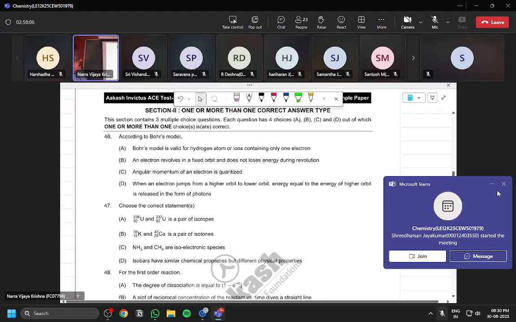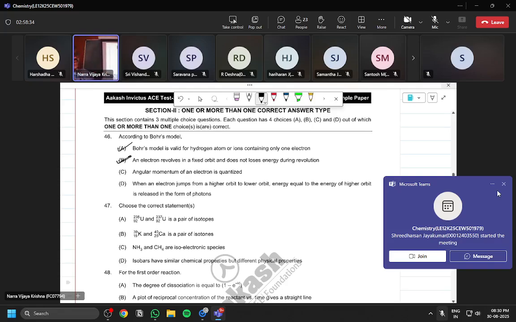According to Bohr's model, it is valid for hydrogen atom or ions containing one electron systems. Correct? More than one answer type. Next: an electron revolves in a fixed orbit and does not lose energy during revolution. Correct. Bohr's postulate: as long as an electron is in a particular orbit, its energy remains constant. That's why they are called stationary states. Correct? So correct statement only.